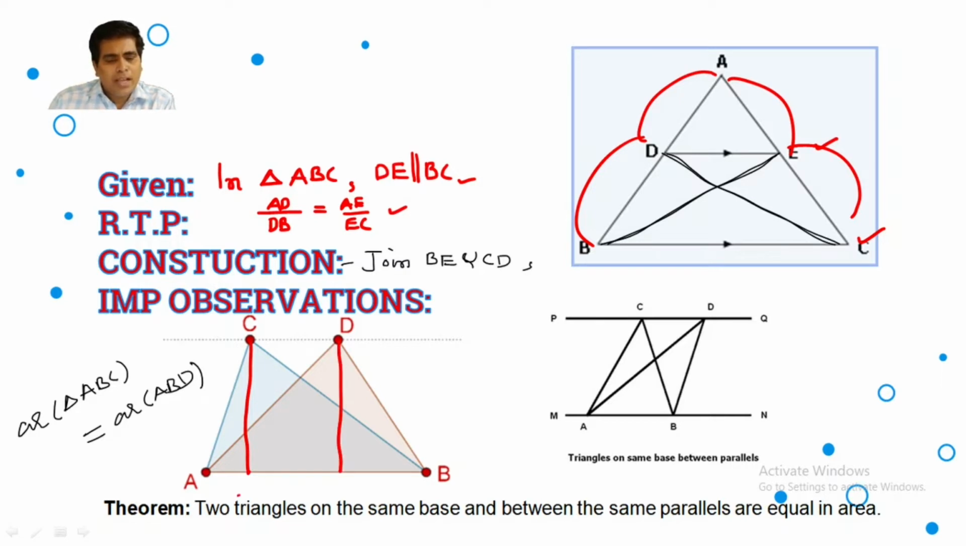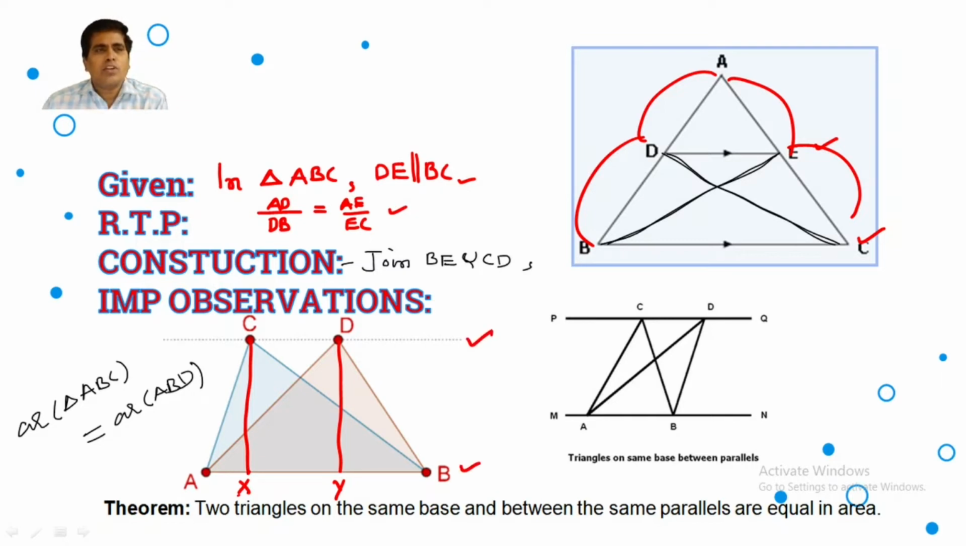I am noting it as CX and DY. Now you tell me, are CX and DY equal or not? So definitely it is equal. Why? Because it is in between two parallel lines.